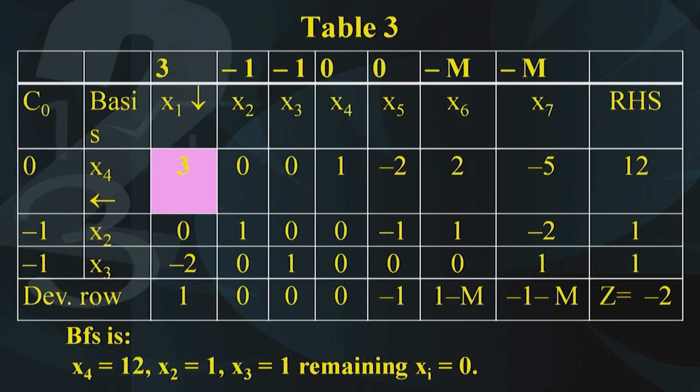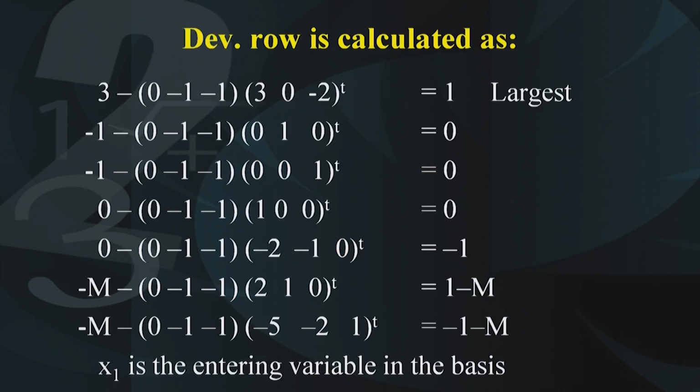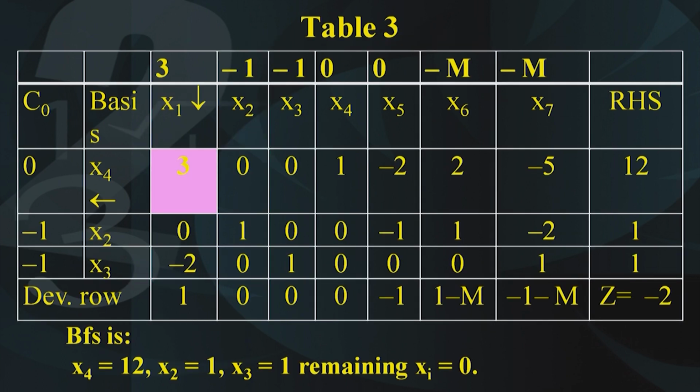So, the third table looks like this. We have applied the elementary row operations on the first row, and therefore, again what is the BFS here? The BFS is x4 is equal to 12, x2 is equal to 1, x3 is equal to 1 and all other variables zeros.